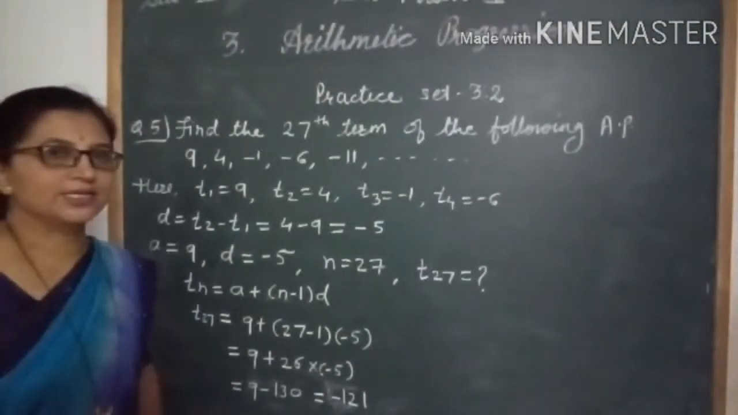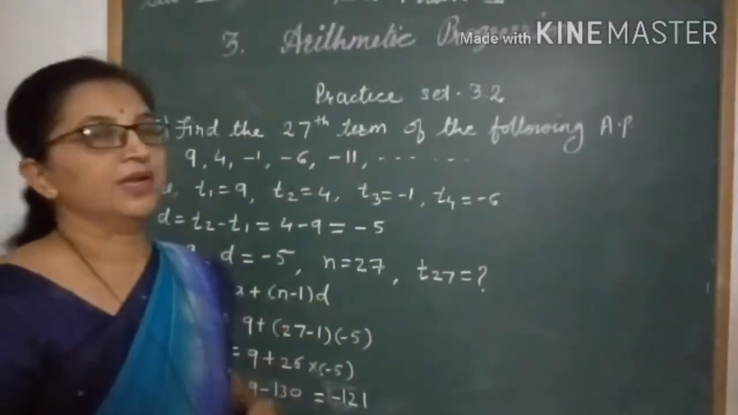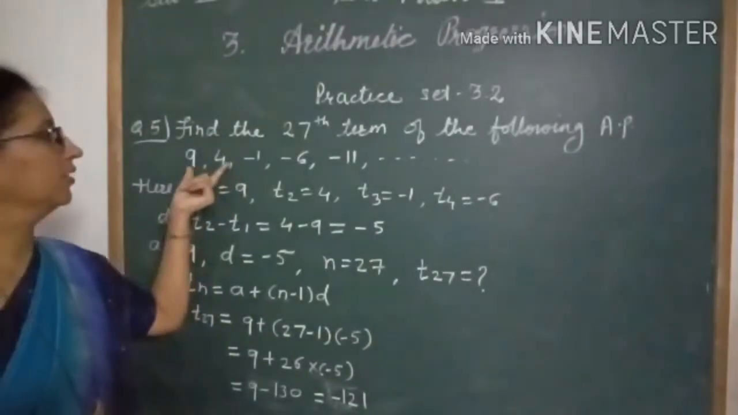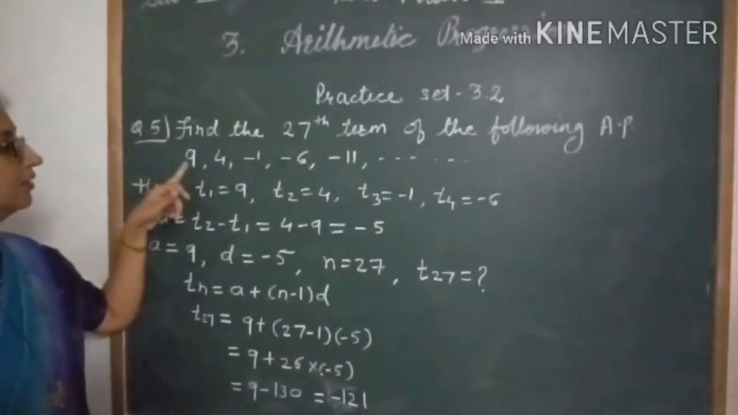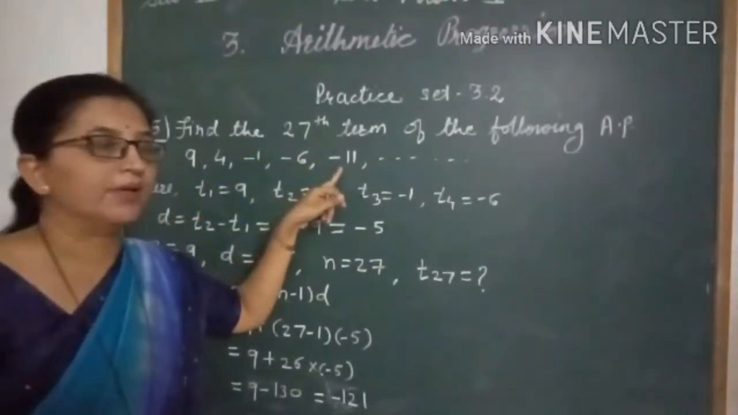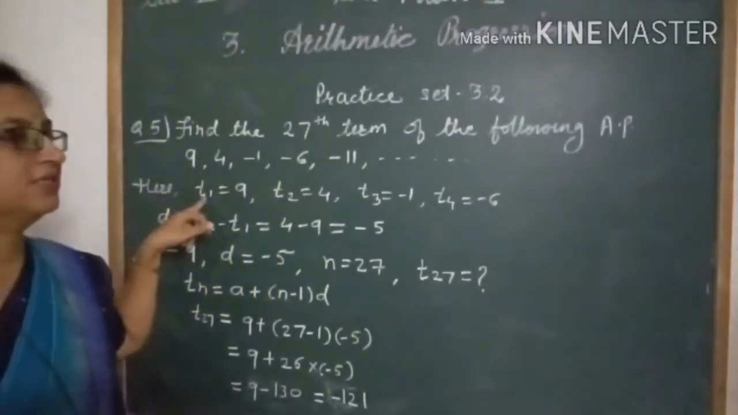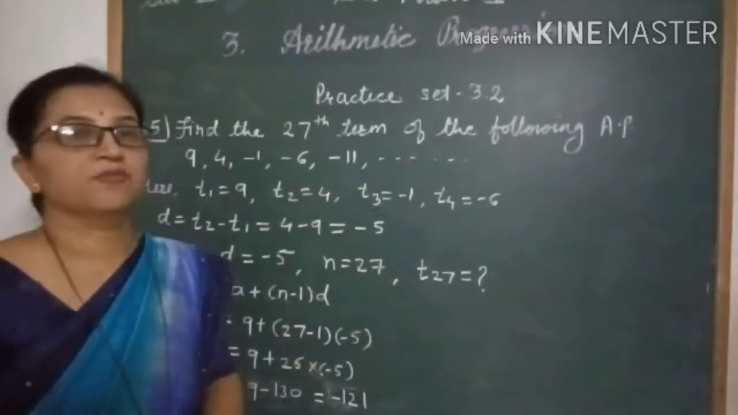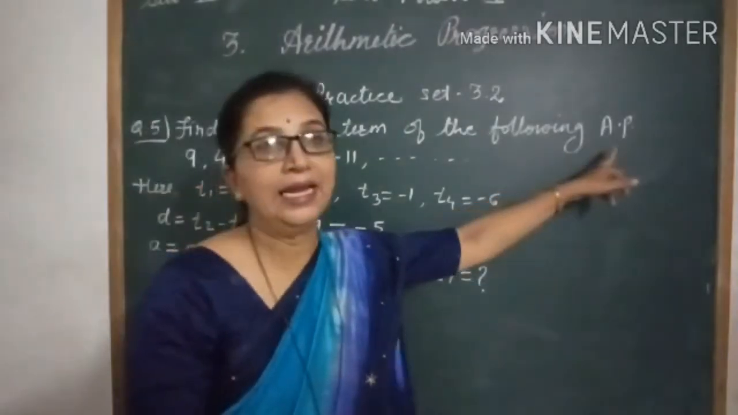Now let's come to the next question. Question number 5: find the 27th term of the following AP. So when an AP is given, how do we find the given term? Here the AP is 9, 4, negative 1, negative 6, negative 11. We have to find the 27th term. So here T1, the first term, is 9, the second term is 4, the third term is negative 1, the fourth term is negative 6.